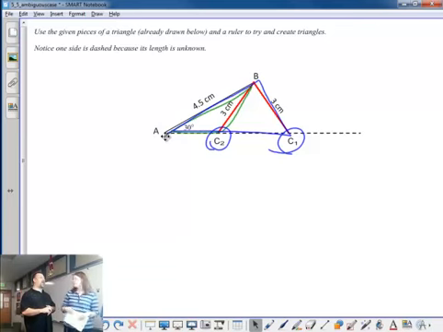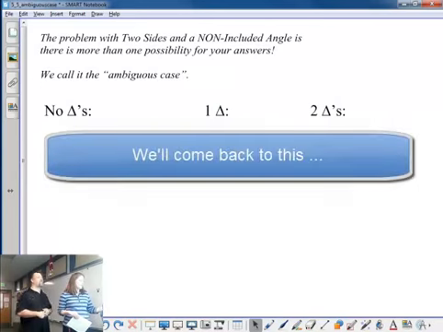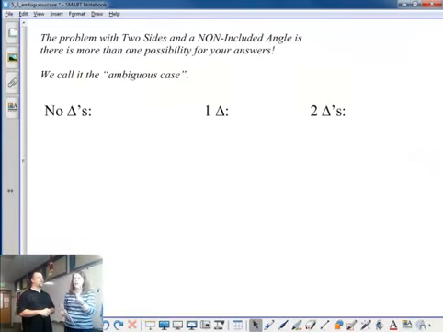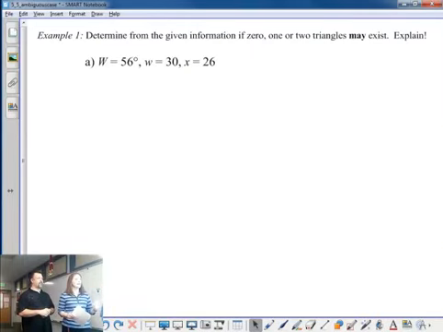And we're going to try to do this all without a picture, really, or without constructing it like you did. Right, without a ruler, without a protractor. We're going to explain to you how it's working. There is a spot on your notes here for talking about no triangles, 1 triangle, 2 triangles. More on that in a minute. Instead, let's get into the examples. Let's try it.